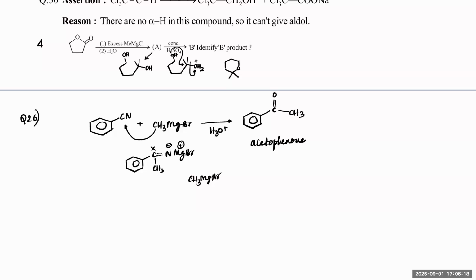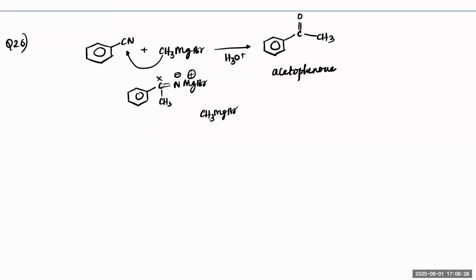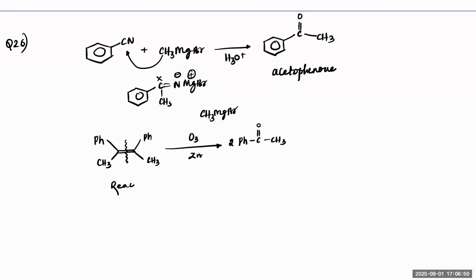Now, the question says that this acetophenone is also formed from ozonolysis. So, which means how should that compound be? PhCH3 double bond PhCH3. Check this out. If this compound undergoes reductive ozonolysis, you will break the bond from here and you will get 2 moles of PhC double bond O CH3. That is the product. So what is the reactant? This is the reactant.